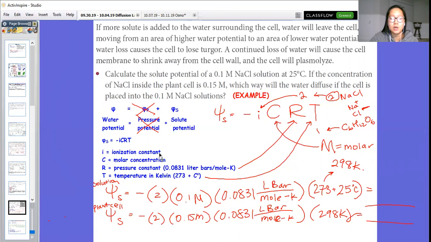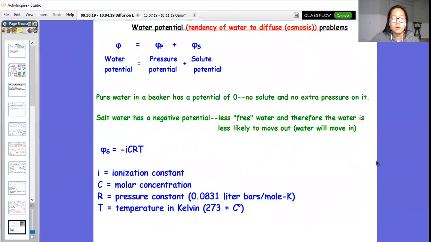Again, i is the ionization constant. Be wary of salts. Things that are not salts usually have an i of 1, but salts can have different numbers based on how many pieces they break apart into once they touch water. The molar concentration is just the concentration of a solution, and you can usually find it based on a capital M. The pressure constant is always this with its units, so make sure you include the units. The temperature is going to be the room temperature that this setup is at in Celsius plus 273. This is literally what I just explained, so if you want to pause and read through it, that is fine.